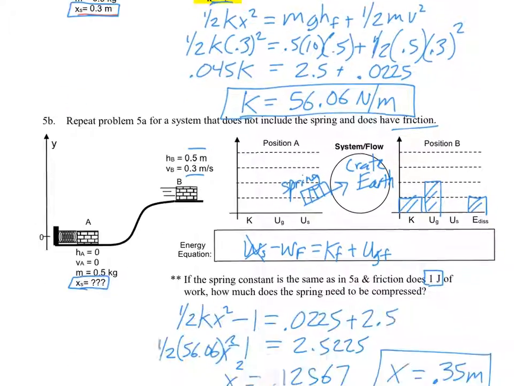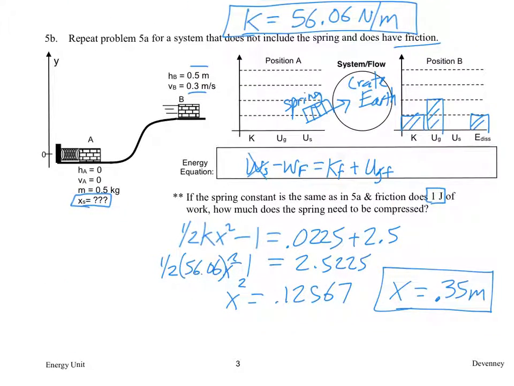So it had to be displaced a little bit further because we lost this 1 joule of energy because of friction. That's it. Hopefully these 3 problems filled in any gaps that you still had from the other examples.